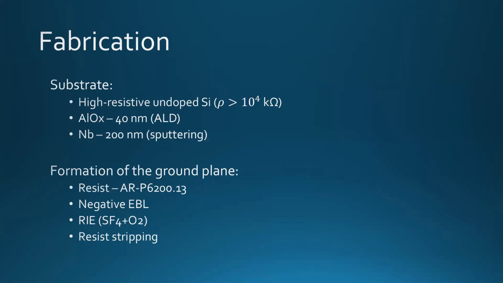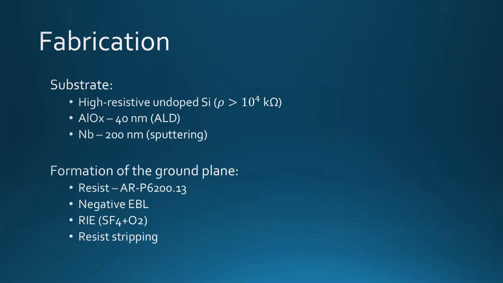So a few words about the fabrication that we use. We use substrates with high resistive silicon. So the resistivity is more than 10 to the 4. Oh, sorry, not kilo ohms, but ohms. Then we make the atomic layer deposition of aluminum oxide of 40 nanometers. Then we do magnetron sputtering of 200 nanometers of niobium.